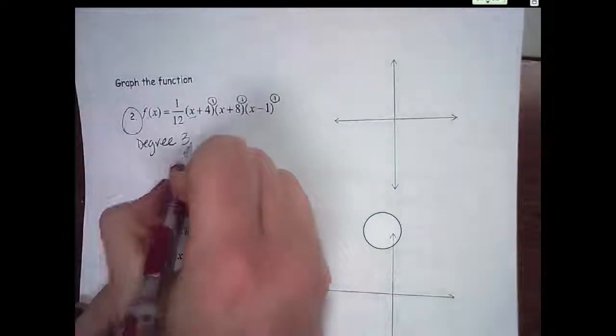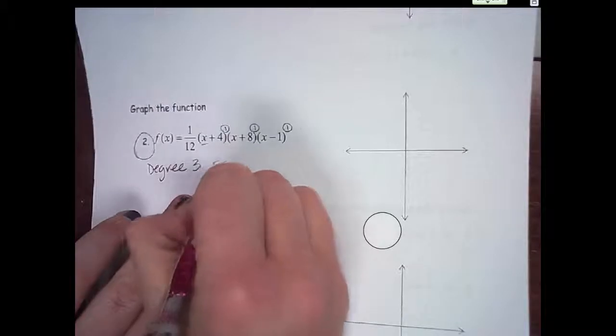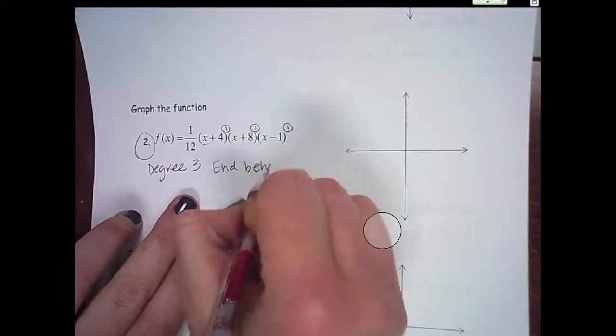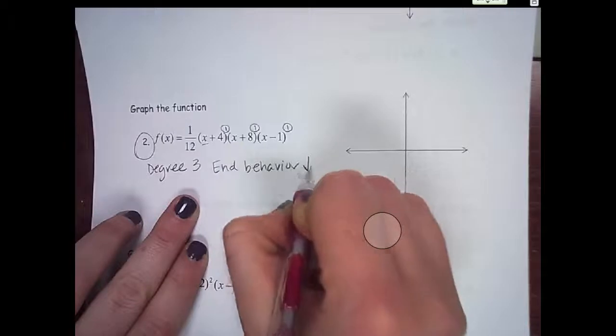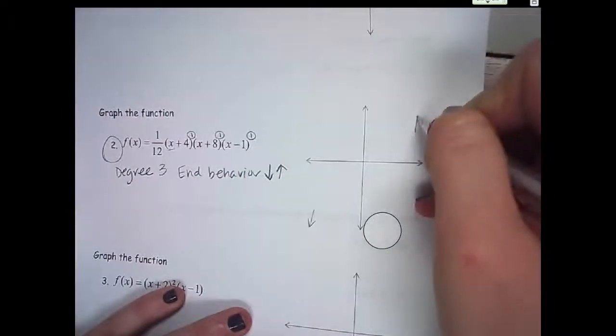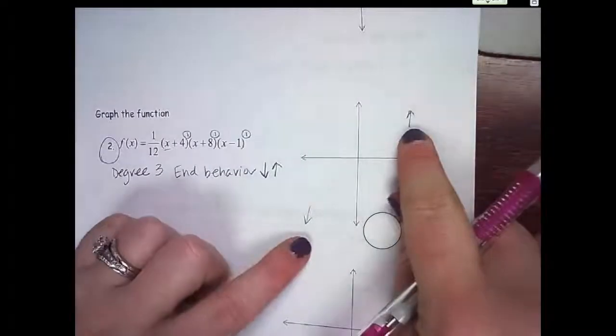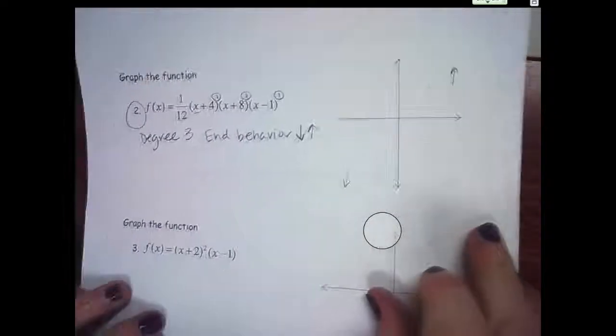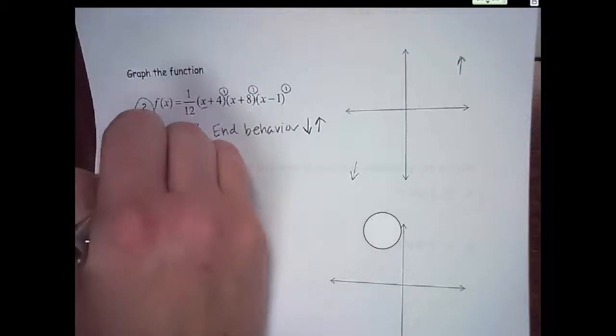So from my degree being an odd number, I get my end behavior, which is down, up. So on my graph, I'm just going to do a little arrow down and up. That way I know what the ends of the graphs look like. Okay, then let's find the zeros.